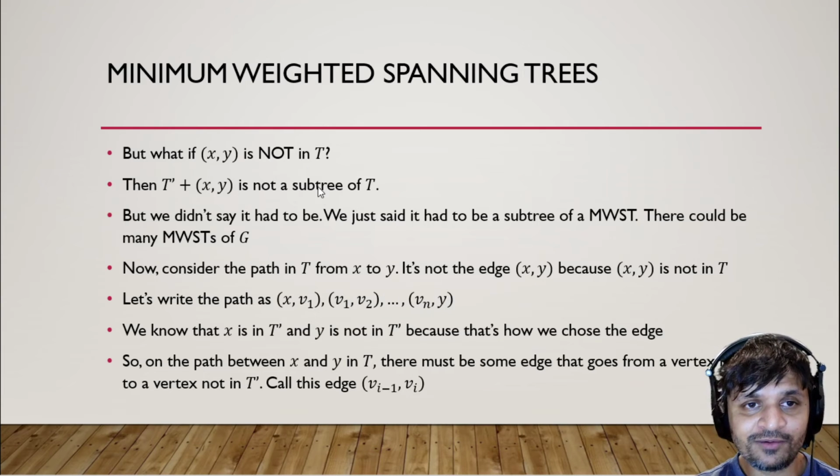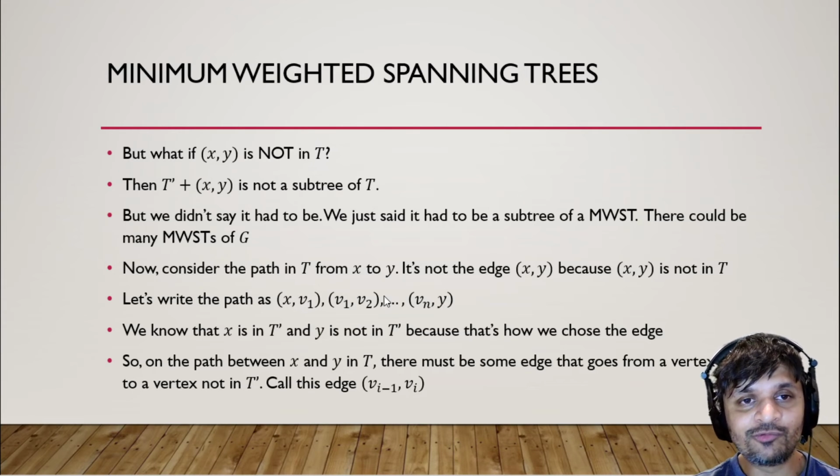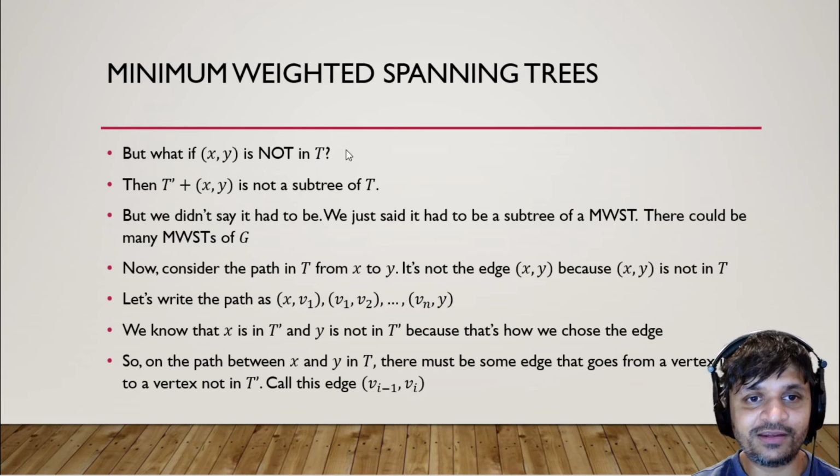There has to be, because T is a tree, so there's a path from every vertex to every other vertex because it's connected. If it wasn't connected, it wouldn't be a tree, and we already said that T is a tree. Okay, now we know that x is in T prime and y is not in T prime, because that's how we chose the edge. Remember, we said xy is the cheapest edge that goes from a vertex in T prime to a vertex not in T prime. So x is in T prime and y is not in T prime.